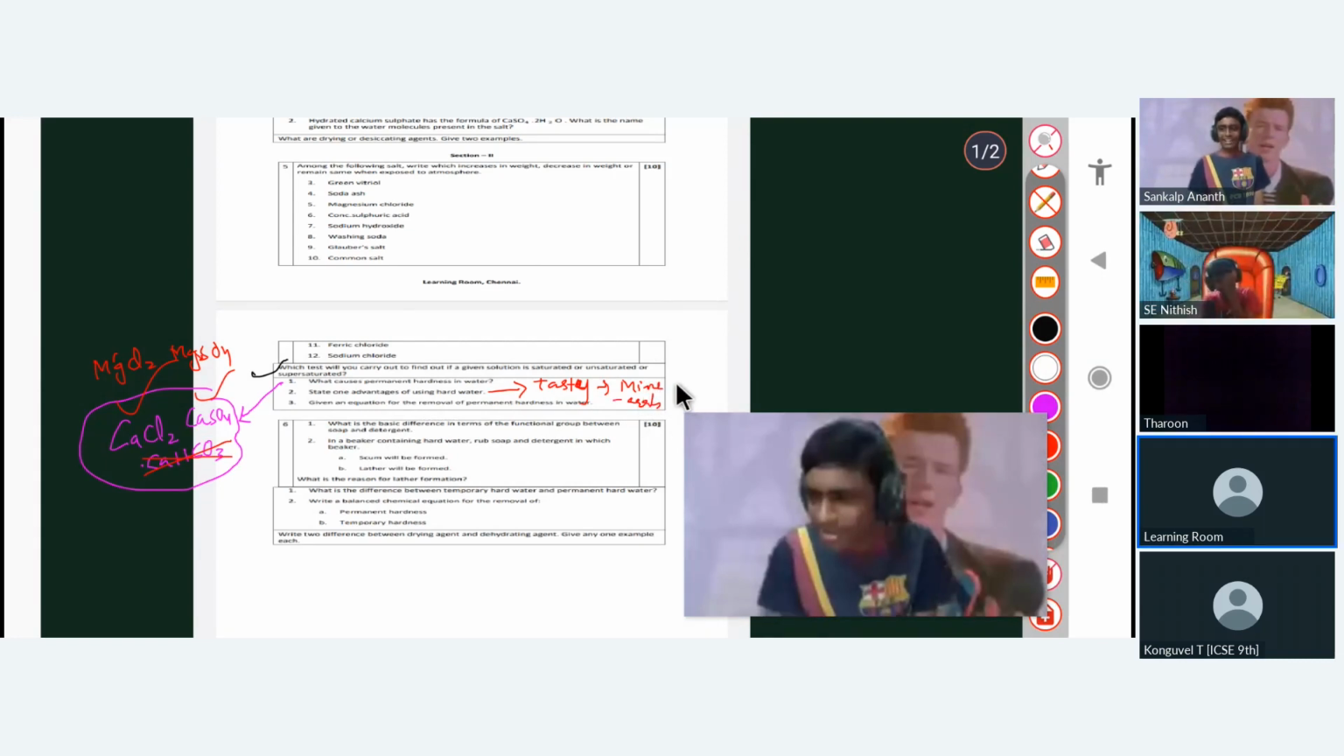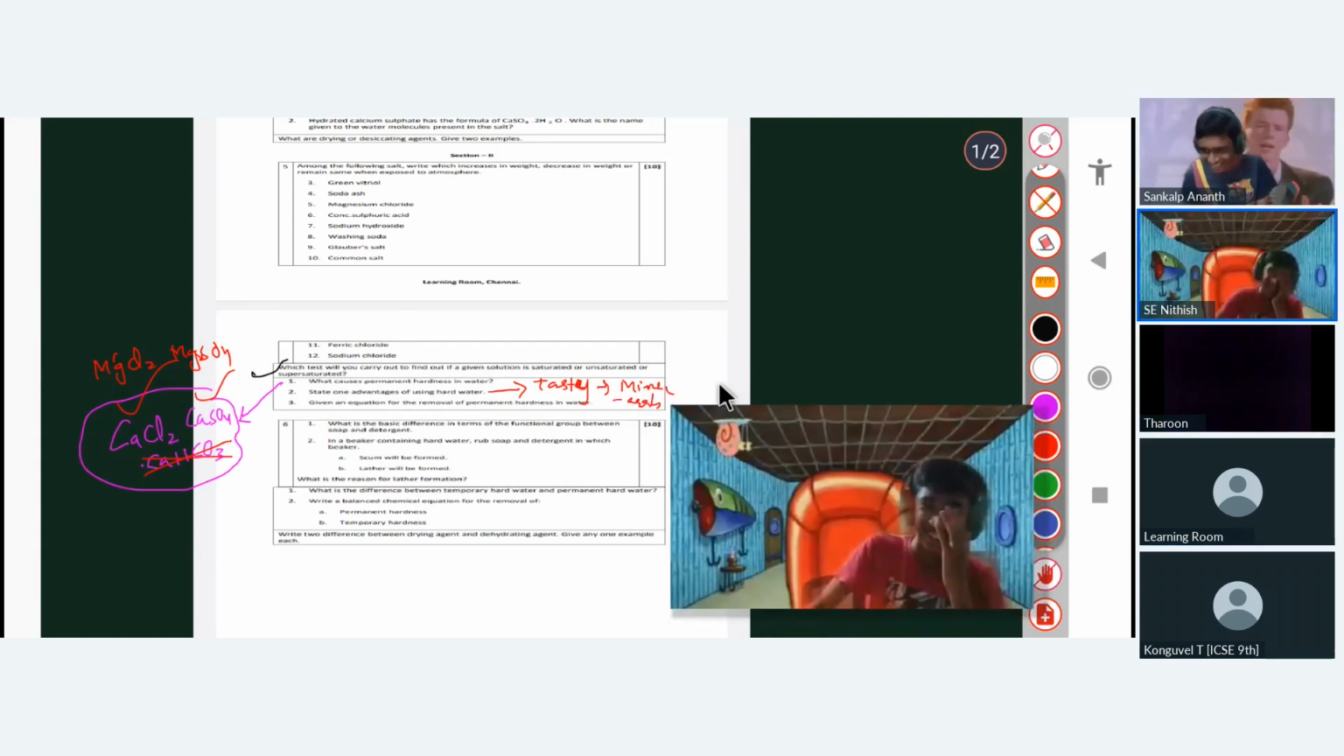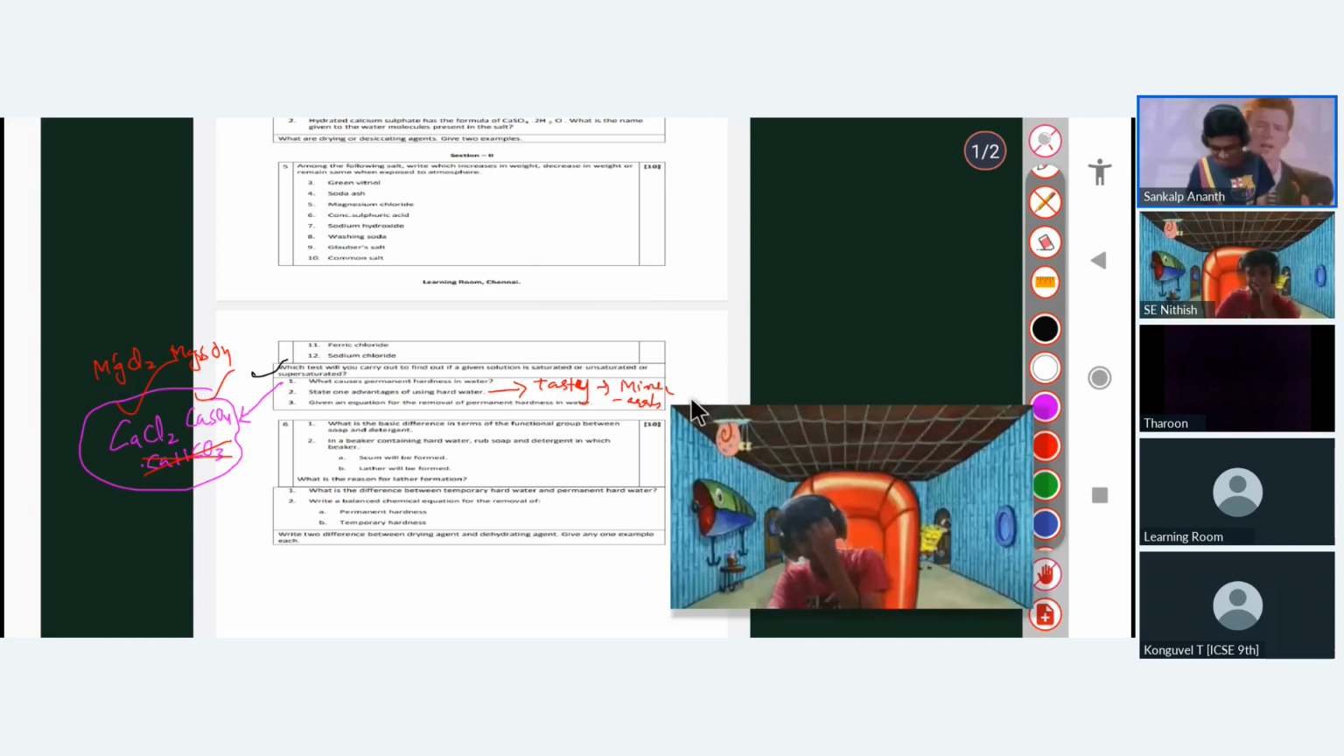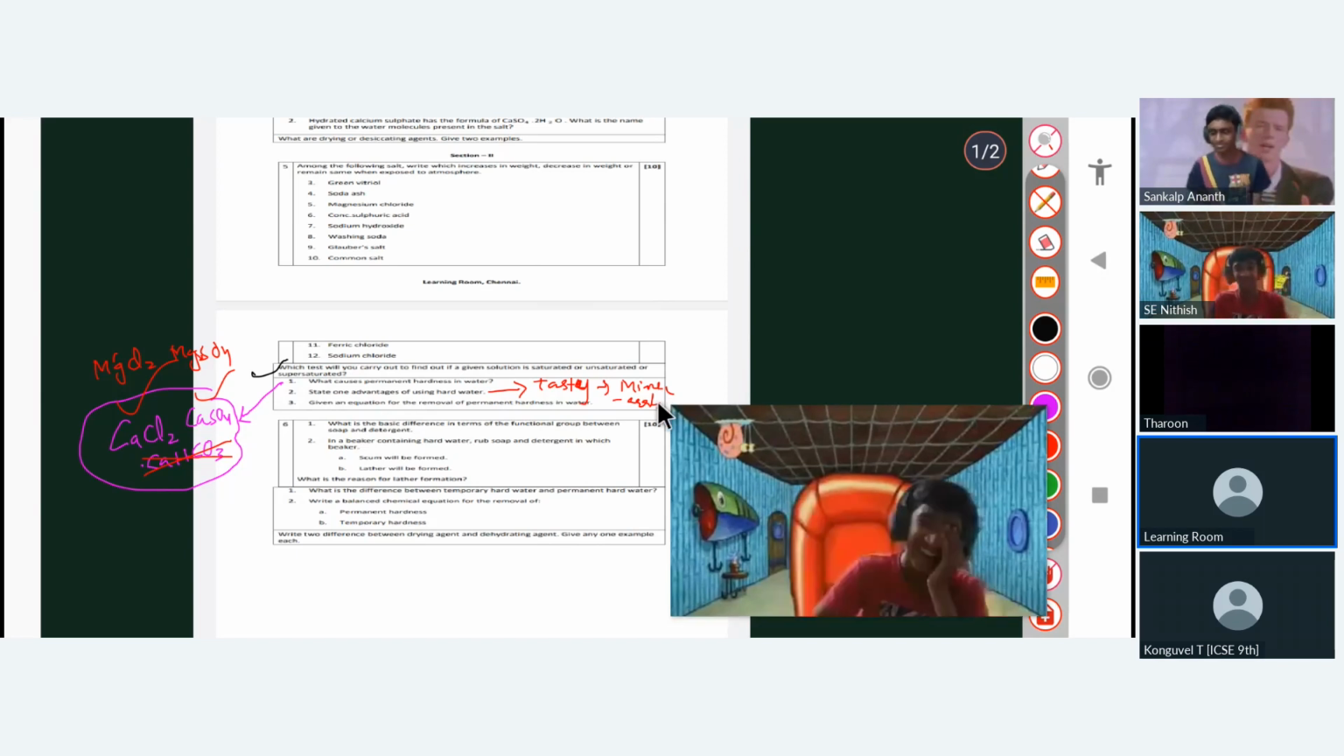You don't want lather to be produced, so one advantage of using hot water is given. When you use hot water, you are indirectly taking in the minerals. Minerals are very good for health, for growth, for development, right?